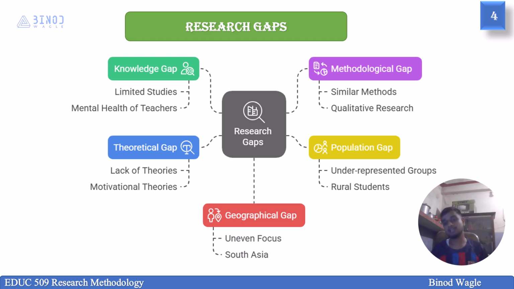Another one is the theoretical gap. It is the lack of use or development of relevant theory in the field. Then we can include another type of theory in our research. For example, studying motivation in learning without using any motivation theory. Then we can use a motivational learning theory in another research. This might be the gap in our research.